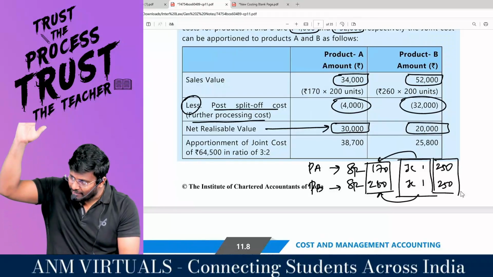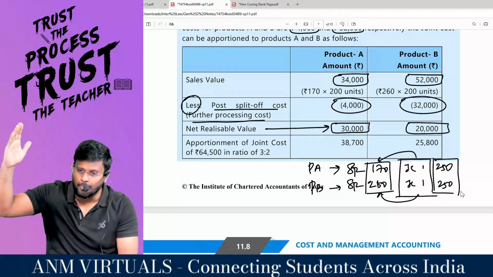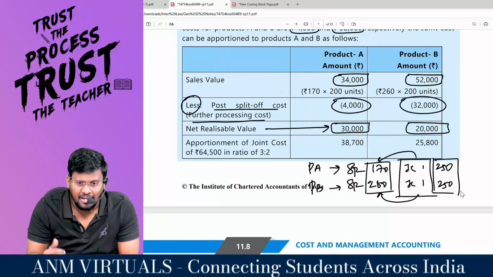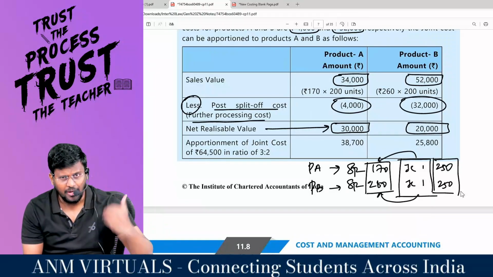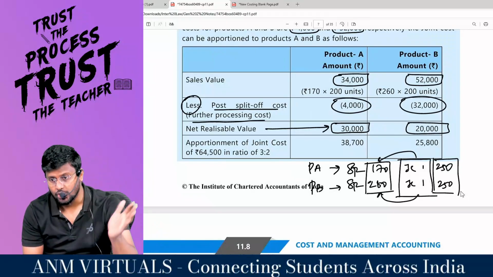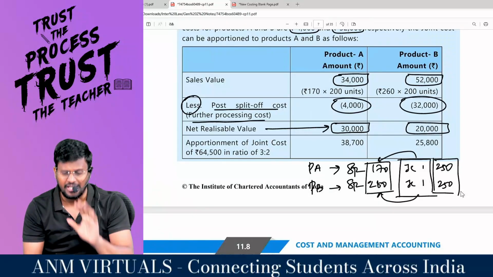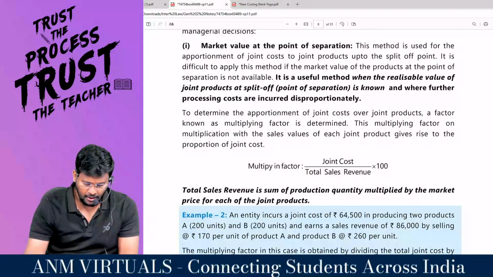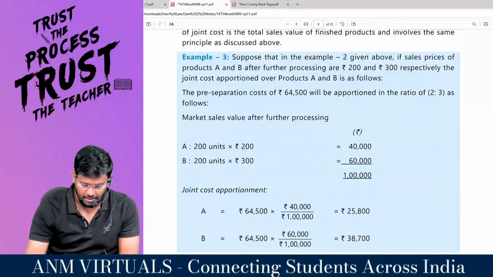For that, you should not go to the ultimate selling price; I want NRV at the split off point. That's why whatever value addition I am making after the split off point should be reduced from the ultimate selling price to reach the NRV. Are you really with me? That's what the example is all about.